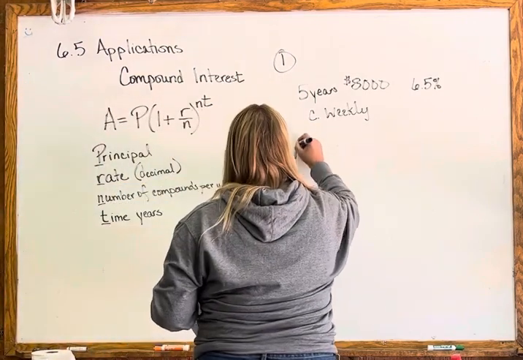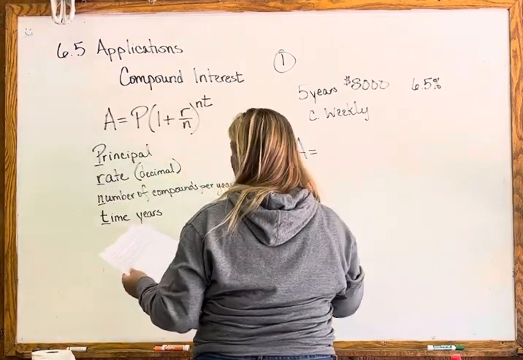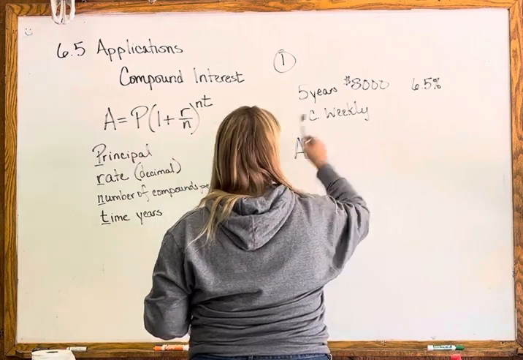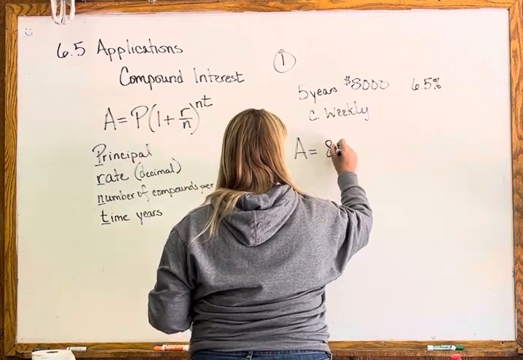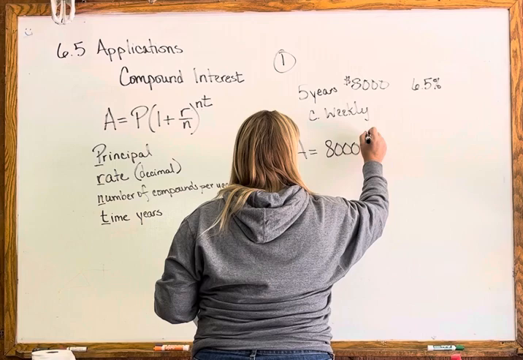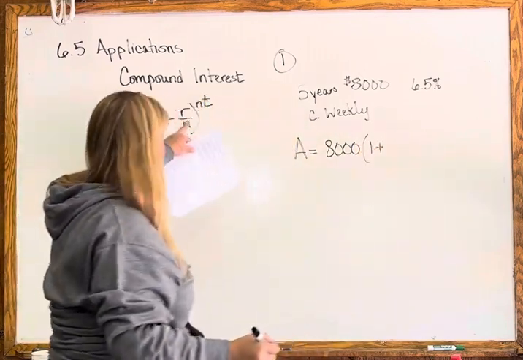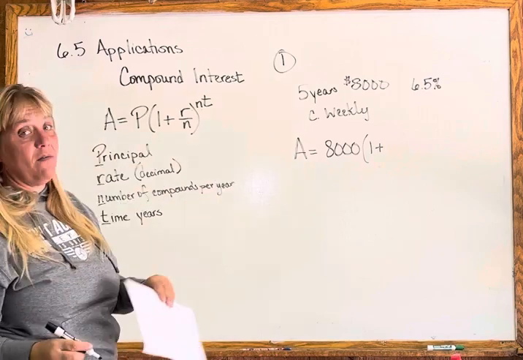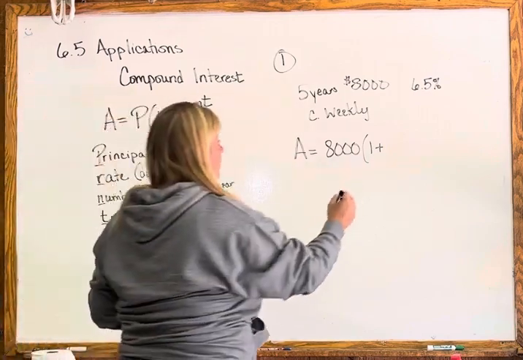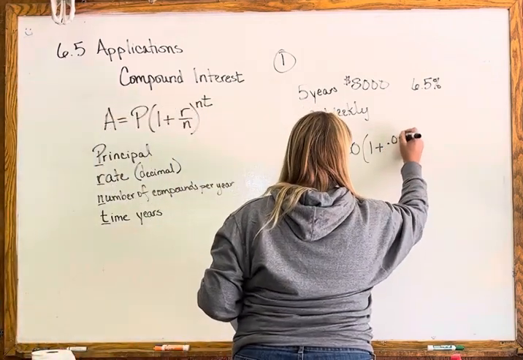So we're going to say A, which stands for the amount, how much you have, is P, which in our case is the 8,000, times 1 plus R over N. Now our rate is 6.5%, but we're going to write it as 0.065.